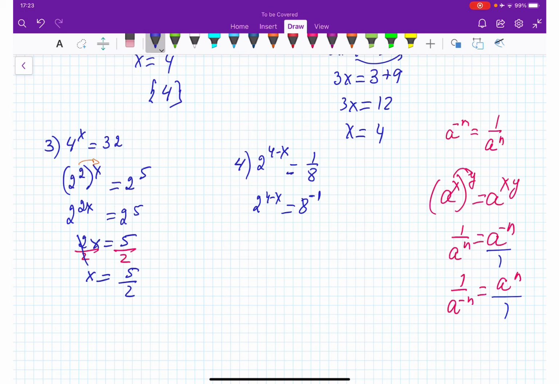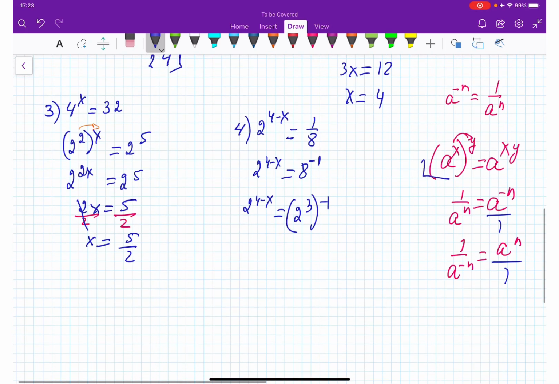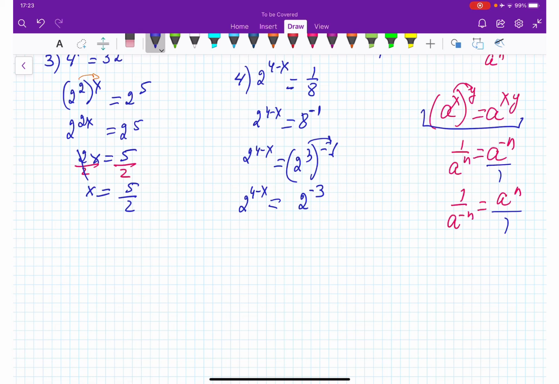From here, 2 to power 4 minus x, I have 8 as 2 to power 3 to power negative 1, right? Based on this formula, I can write down this is going to be 2 to power negative 3, 2 times negative 1. Let me make it better. 3 to power negative 1. And here we have 2 to power 4 minus x. From here, since we have same base, I can insist 4 minus x is equal negative 3.